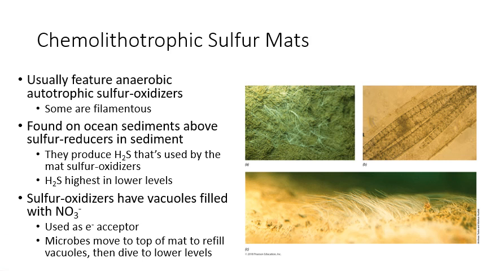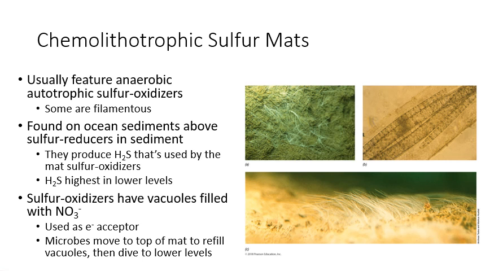When you have these mats on the ocean floor, you're always going to find beneath them, in the sediment of the ocean floor, sulfur reducers. So these sulfur reducers in the sediments would be using sulfur as an electron acceptor. They would be getting it from the minerals in the sediments, and they're going to be converting it into hydrogen sulfide. So you're going to have a lot of hydrogen sulfide at the very bottom of the mat. And as you go higher in the mat, the levels of hydrogen sulfide would go down because that hydrogen sulfide is being consumed by the sulfur oxidizers in the mat.